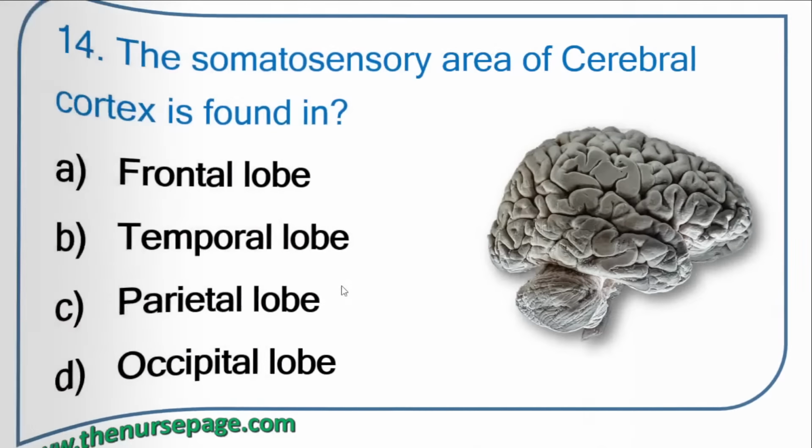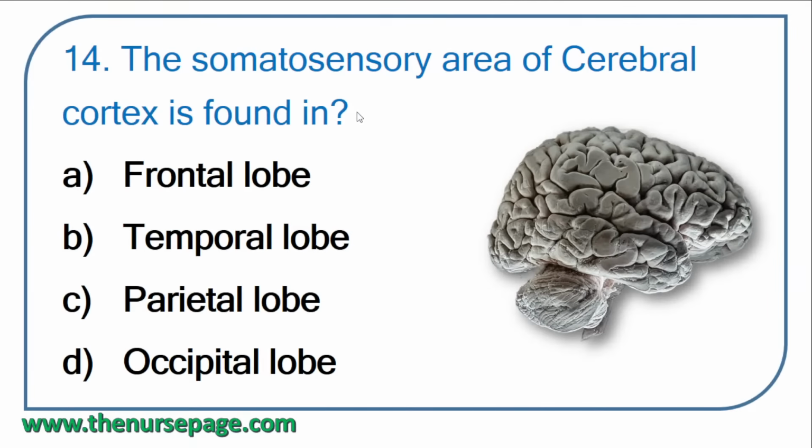Next question. The somatosensory area of the cerebral cortex is found in frontal lobe, temporal lobe, parietal lobe, occipital lobe.